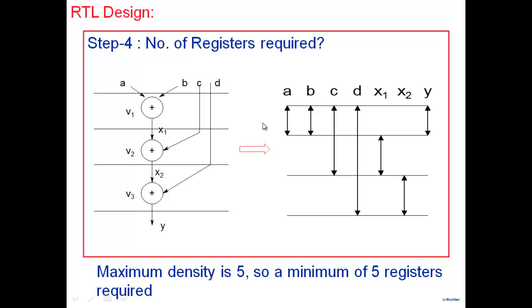If we look at any particular clock cycle, 1, 2, 3, 4, 5, we see the maximum density is 5. What it is implying is that maybe I can do the whole thing with a minimum of 5 registers. And for those 5 registers, maybe some sharing will have to be done. So if I construct this picture here, from there I can say 5 registers are required.